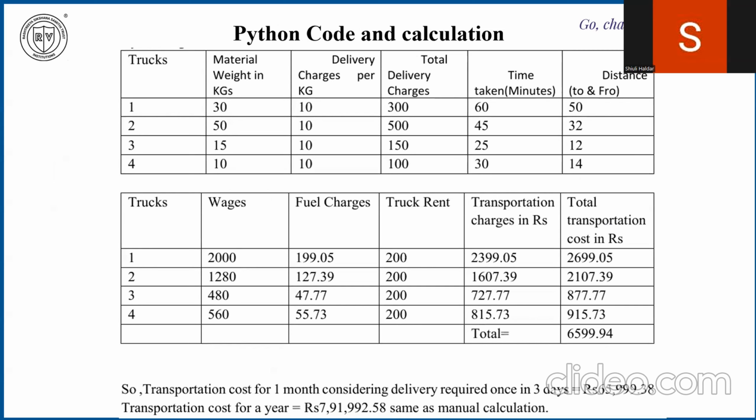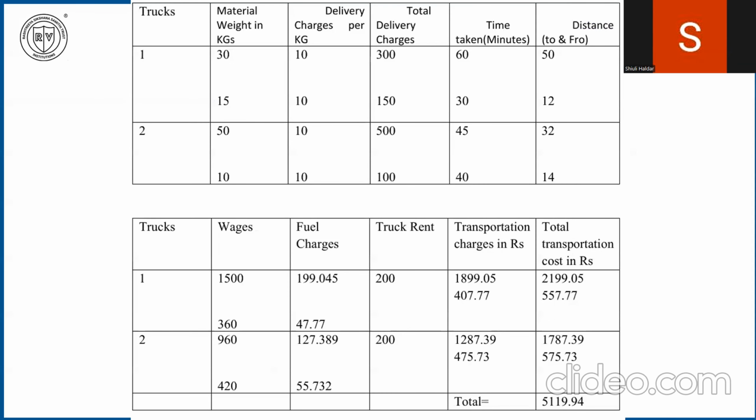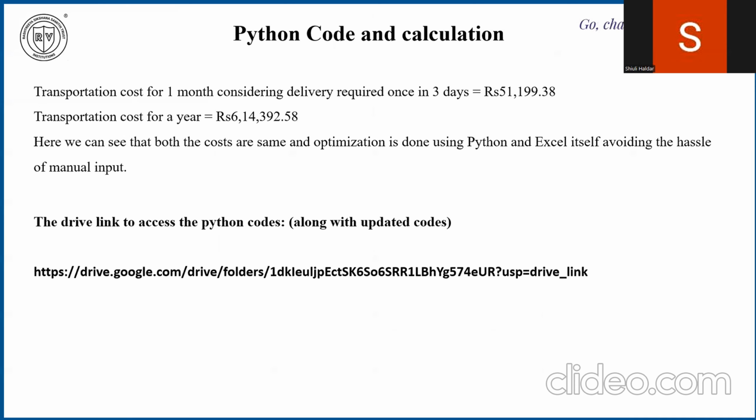To validate our model, we compared two different scenarios. Before optimization, 4 trucks resulted in a total annual cost of 7 lakh 91,992. After optimization, 2 trucks resulted in a cost of 6 lakh 14,392. The annual savings achieved was rupees 1 lakh 77,600. So there was a cost reduction of 22.4%.